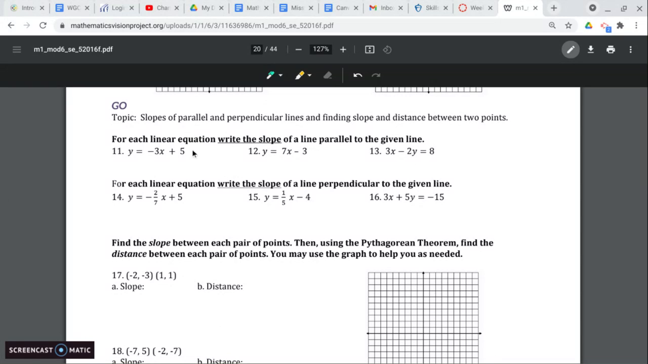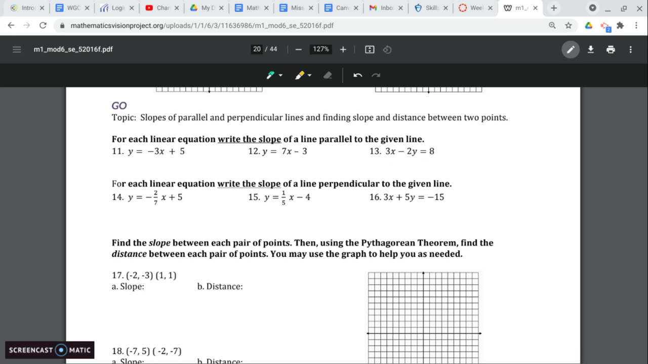All right, for the next section, for each linear equation, write the slope of a line parallel to the given line. Now, parallel means write what the slope is down. They have to be the same. Notice, in 13, it's not in slope-intercept form, so we don't know what the slope is. So we need to rearrange it.